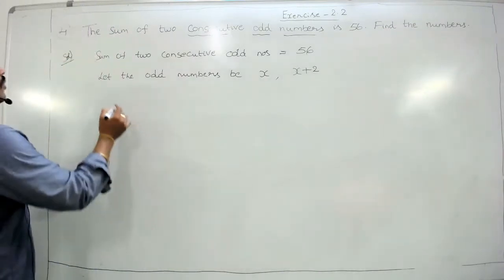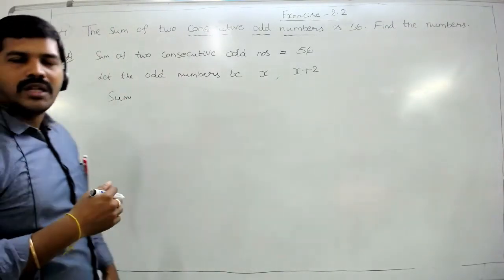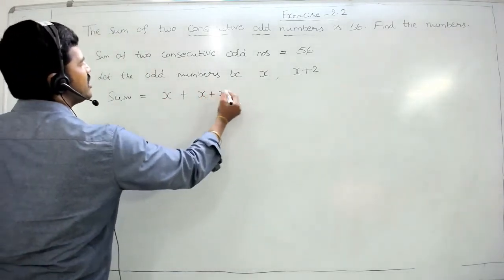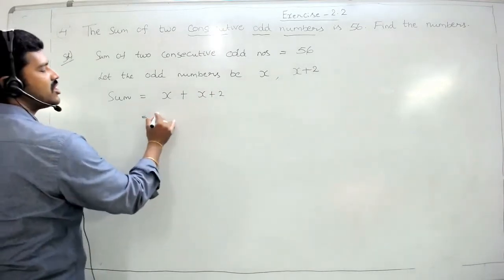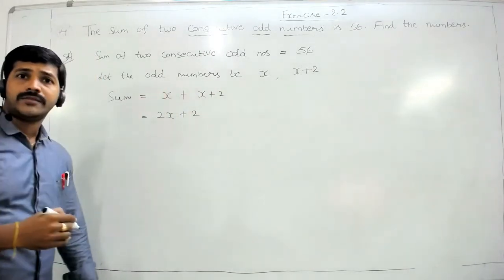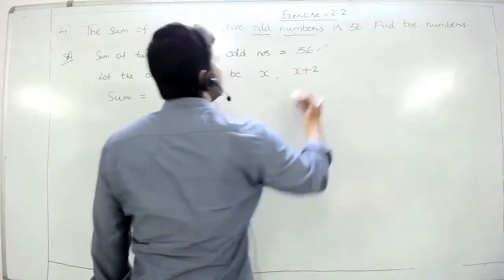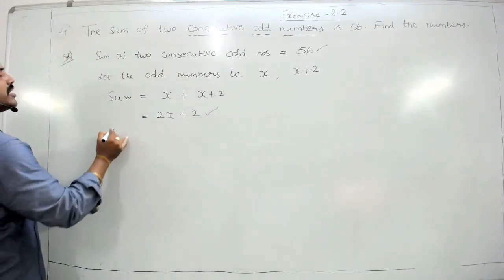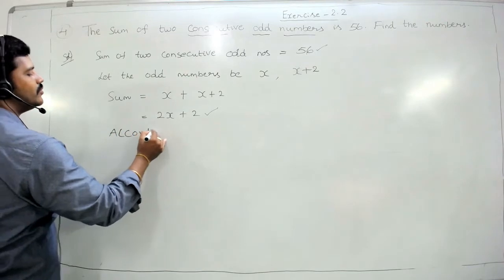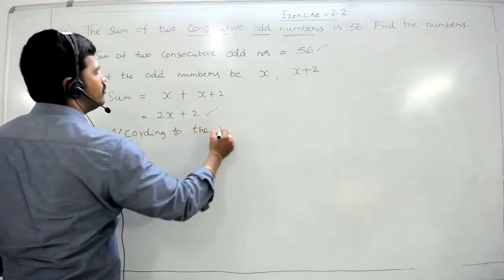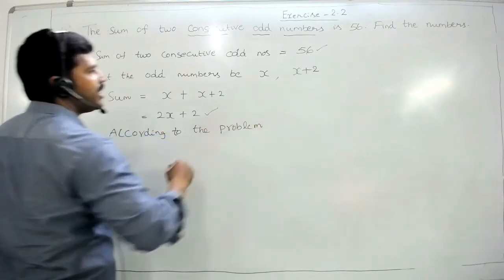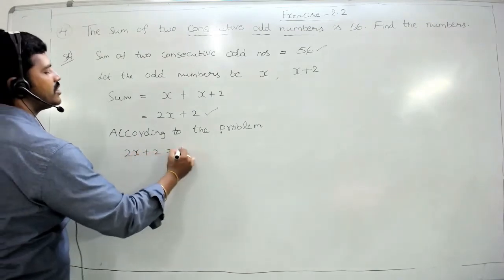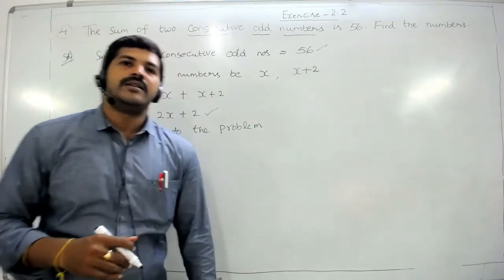Okay. Now what the problem is about is the sum. So sum is equals to what? The first one x plus second one x plus 2. So that is nothing but x plus x plus 2. According to the problem, the sum is nothing but 56, and according to us, the sum is this. Now what shall we do? According to the problem, what can we do? So equate, because both are representing the same. So 2x plus 2 is equals to 56, which is a simple equation.